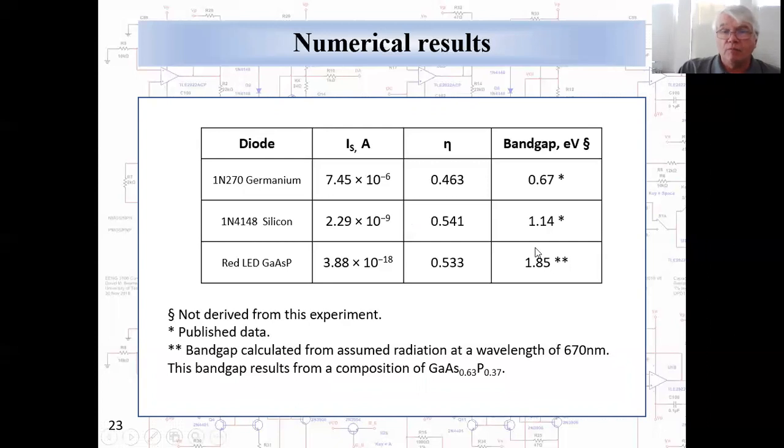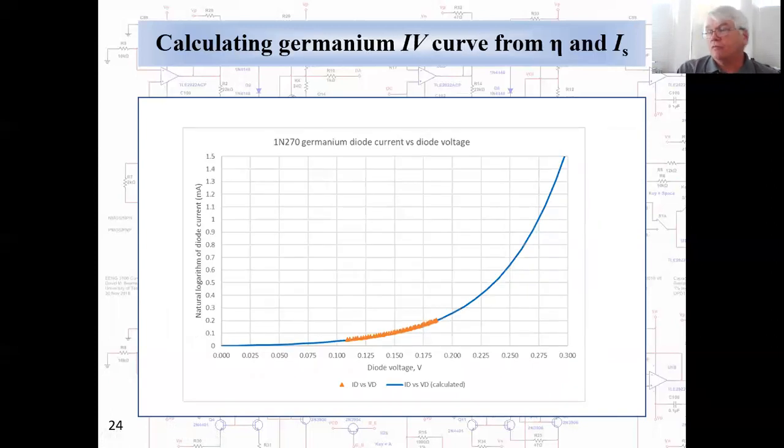So the band gap here, 1.85, was calculated from an assumed radiation at a wavelength of 670 nanometers, which is right in the middle of the red range. And this band gap of 1.85 electron volts results from a composition of 63% gallium arsenide and 37% gallium phosphide. So the results that we obtain by these measurements appear to be consistent with known physical properties of these semiconductor materials.